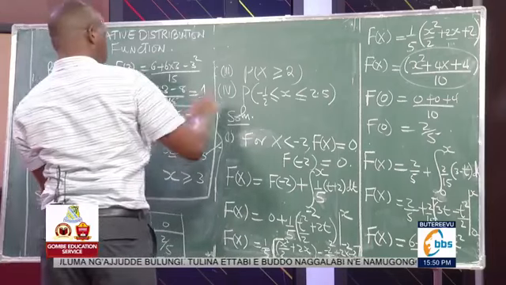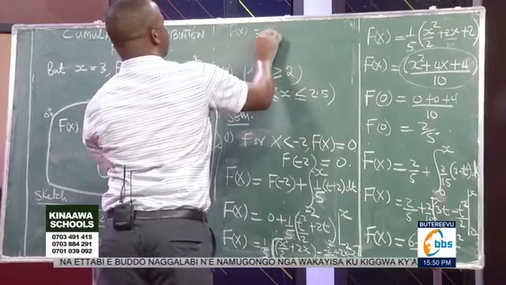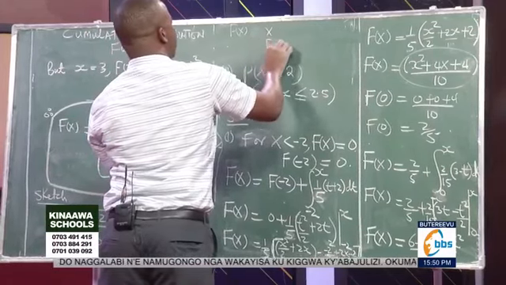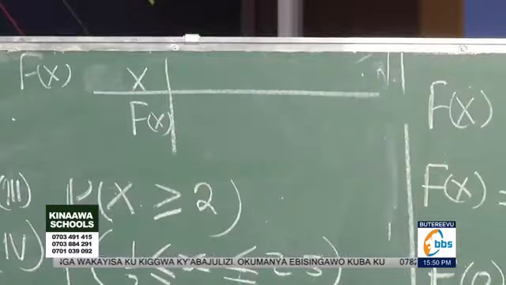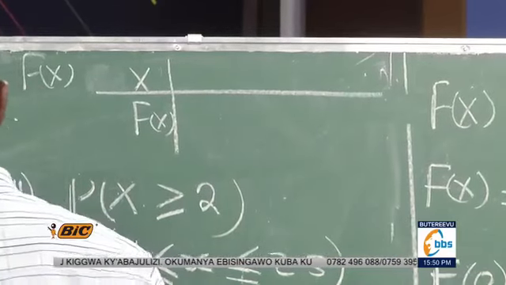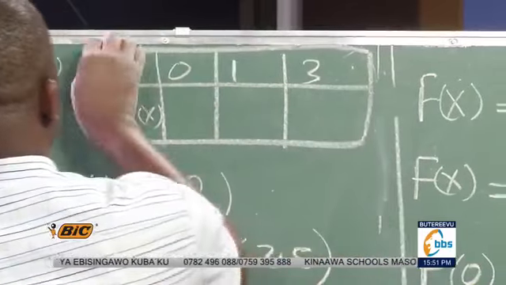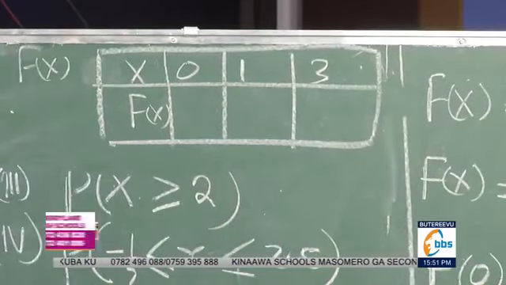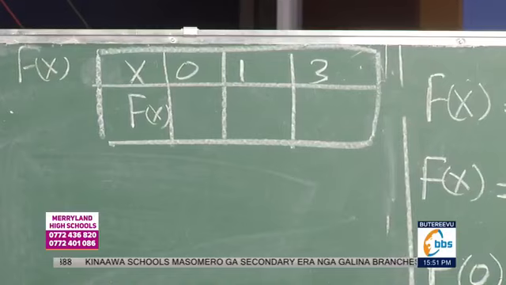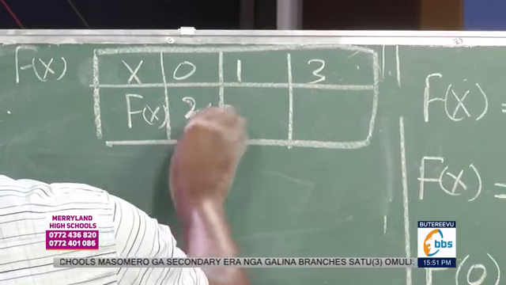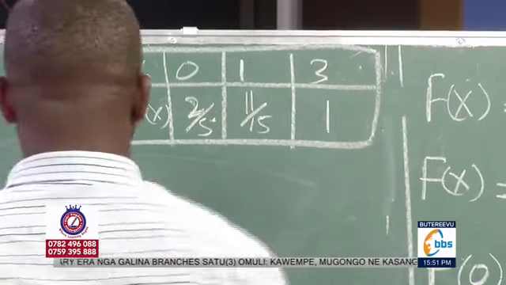For the next curve, f of x as this last one, our x and f of x can also be got. And we have 0, 1, and 3. We can get these coordinates as 2 out of 5 because this is shared, and then 11 out of 15 and definitely 1.